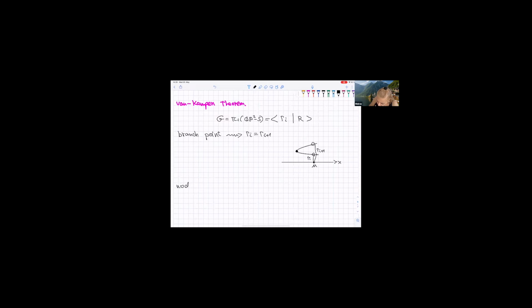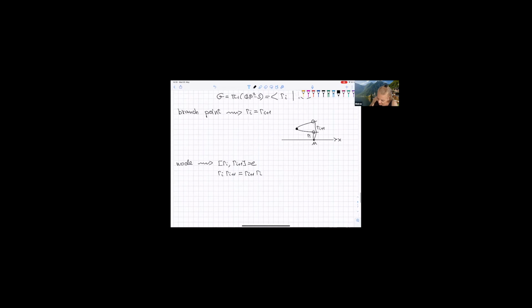If we have a node, we will get a commutation between the two generators, which I denote by this thing. It means that gamma i+1 gamma i equals gamma i gamma i+1. And if we have a cusp, then I get some relation that looks like this: gamma i+1 gamma i gamma i+1 equals gamma i gamma i+1 gamma i.